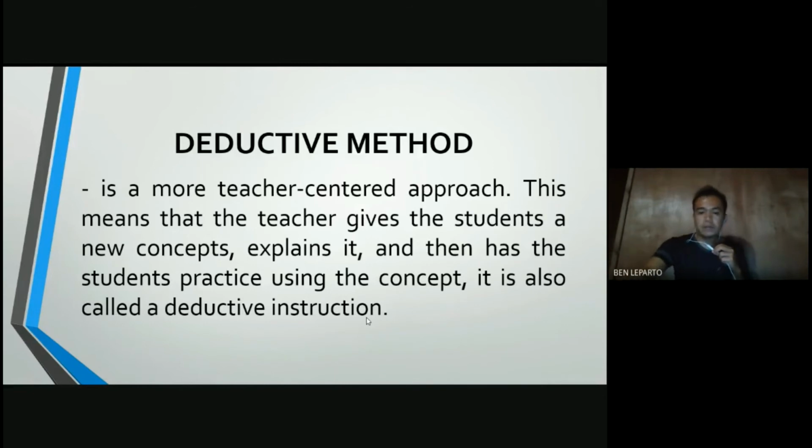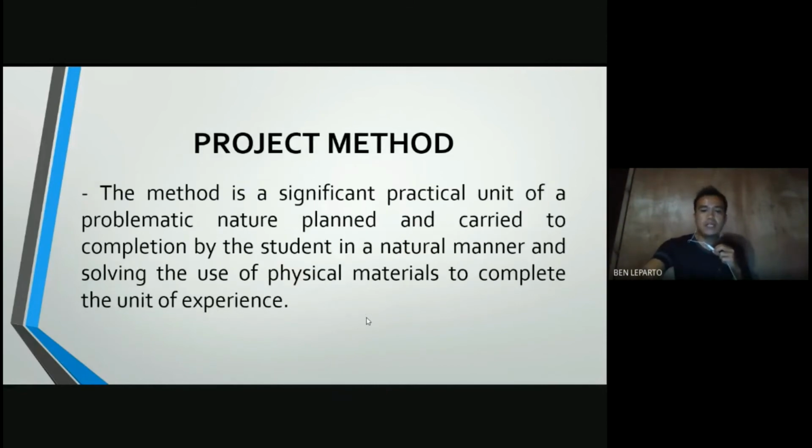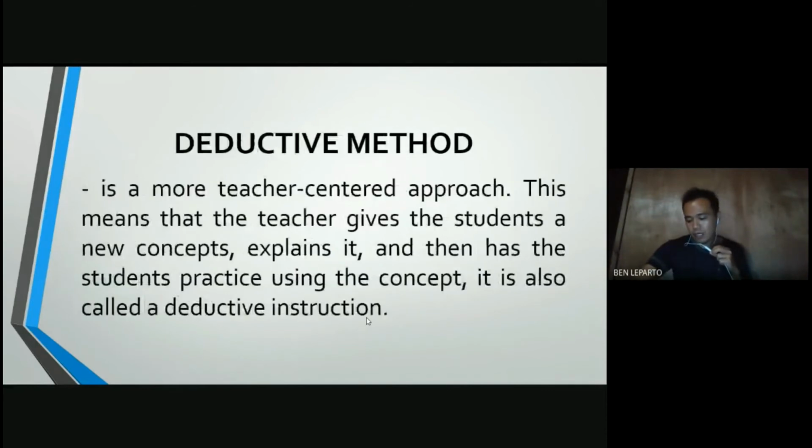If the inductive method is from specific to general, the deductive method is from general to specific. So the deductive method is teacher-dominated. It begins with abstract rules, generalizations, and principles, and ends with specific examples and concrete details.